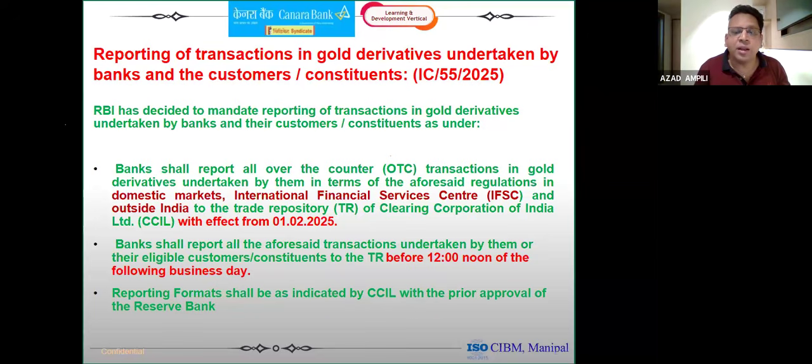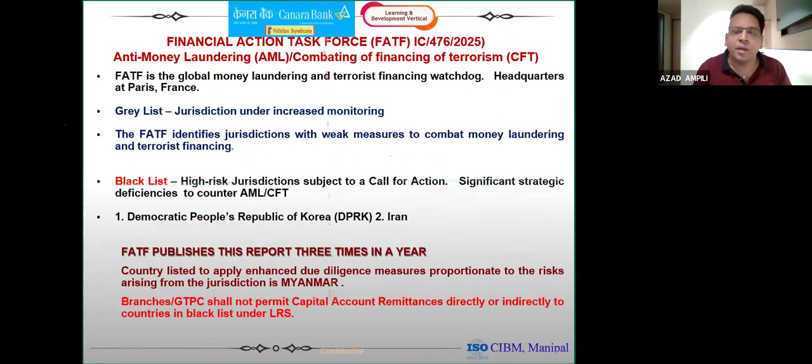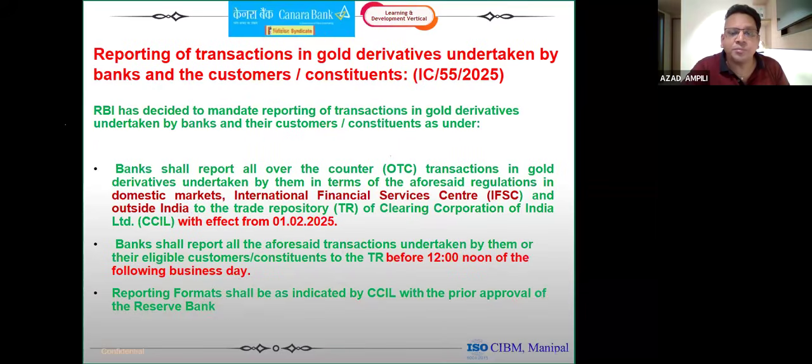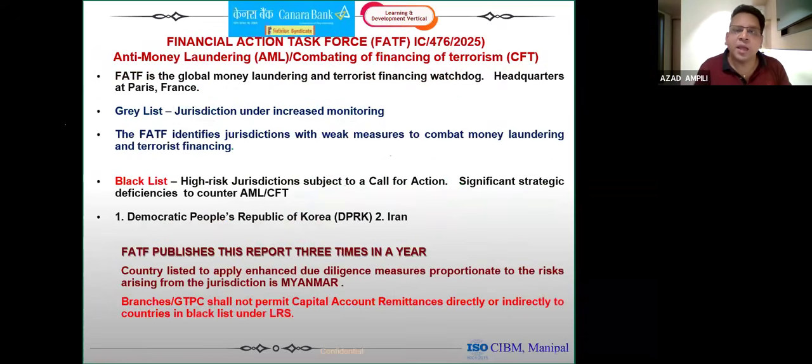When do you have to report? Before 12 noon of the following business day. So all gold derivative transactions, banks and for whom they are doing, so banks will do naturally for constituents only. So the banks are supposed to report to the trade repository, that is CCIL, before 12 noon of the following business day. Yes, and this is effective from 1st February 2025. This is with effect from 1st Feb 2025.